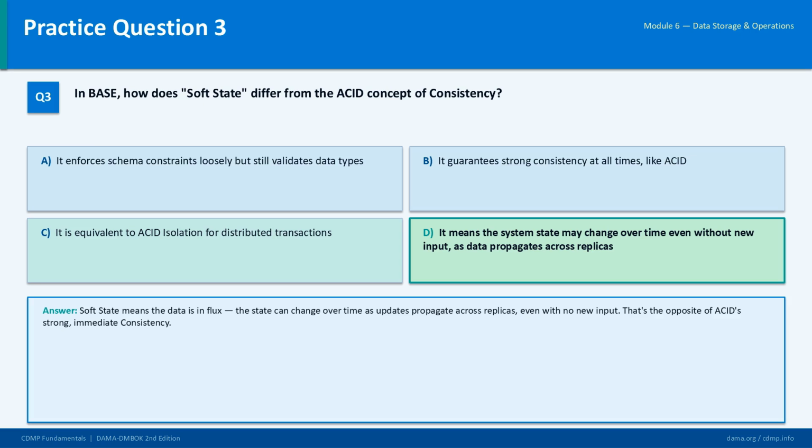Question 3. How does BASE's soft state differ from ACID consistency? The answer is D, the system state may change over time even without new input, as data propagates across replicas. That's the essence of soft, in-flux state, the opposite of strong, immediate consistency. 2 more coming up on the next slide.